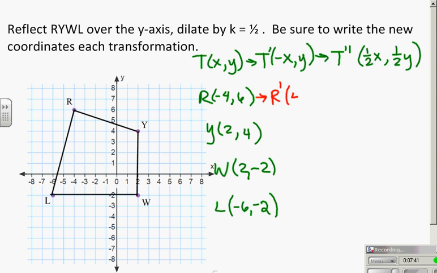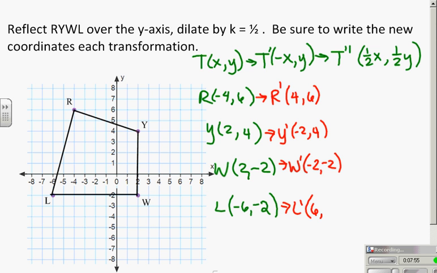So the first transformation now is to flip it. So I have R prime is at 4, 6. Y prime is at -2, 4. W prime is at -2, -2. And L prime is at 6, -2. I'm going to go ahead and graph this in red.